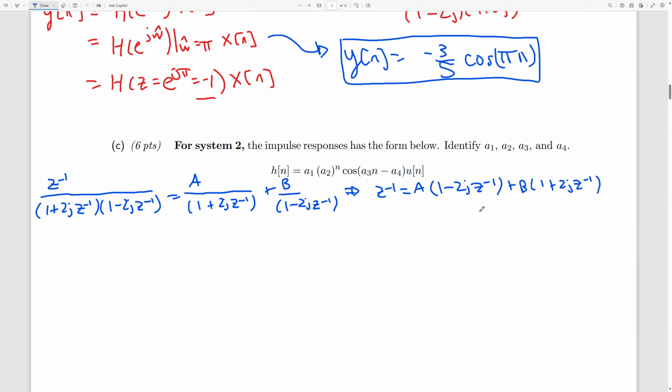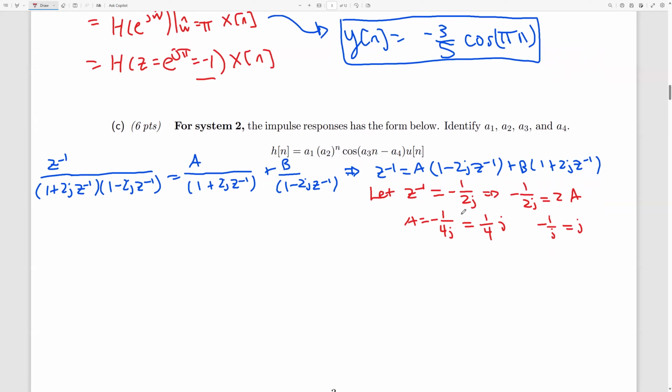And from which, this is a pick-your-favorite-way to do partial fractions. So I'll just pick one way, and you can do it however you want. I'm going to say let z to the negative 1 equal negative 1 over 2j, and it's going to cancel out this B term. What I'm left with is negative 1 over 2j equals 2A. I'm going to get that A equals negative 1 over 4j in the denominator, which is equivalent to 1 over 4 times j itself, using the fact that negative 1 over j equals j. Yes, multiply by j over j. Okay.